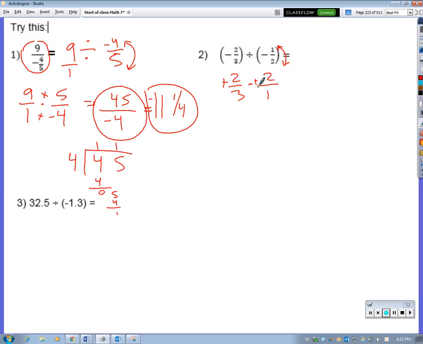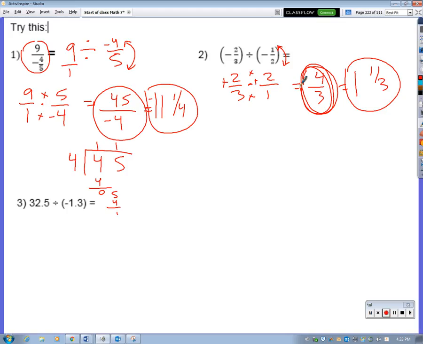I don't see anything to reduce here, so I'm just going to go ahead and multiply across the top. 2 times 2 equals 4. 3 times 1 equals 3. So my answer is 4 over 3, and it's positive. If I write that out as a whole number and a fraction, that's going to be 1 1/3. Either way. I actually like dealing with improper fractions better for stuff like this because it makes your multiplication and division a lot simpler. Decimal form, obviously that's different, but for fractions, dealing with this stuff right here is quite a bit easier.